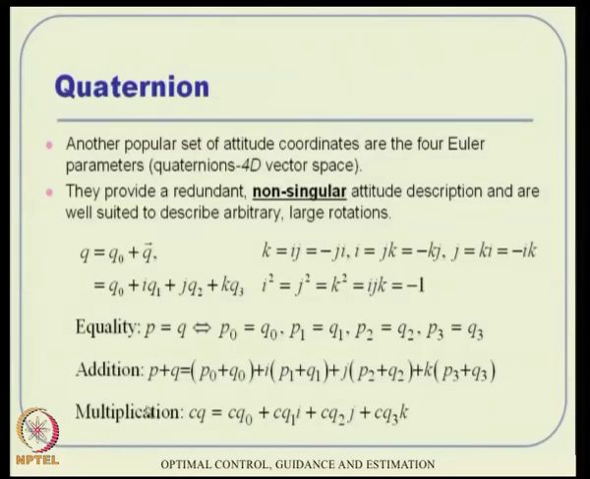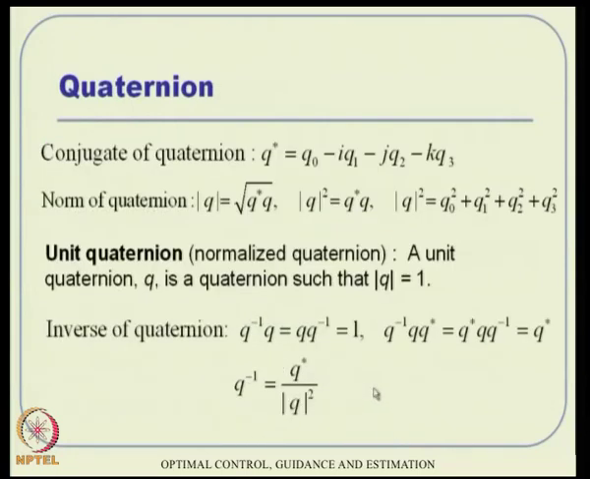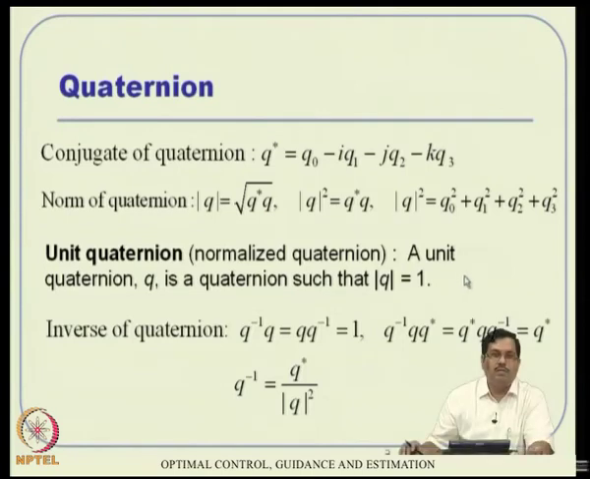Anyway, coming back, addition you can define that way. Suppose you have two quaternions, let us say P and Q. P will have P0 plus P1, P2, P3, and Q will have Q0 plus Q1, Q2, Q3, and with respect to that you can define addition and multiplication. Then there is a conjugate quaternion, which is the negative of the vector quantities, and the norm of the quaternion is defined like that. Obviously, Q0 square plus Q1 square plus Q2 square plus Q3 square happens to be 1. That is called a unit quaternion.